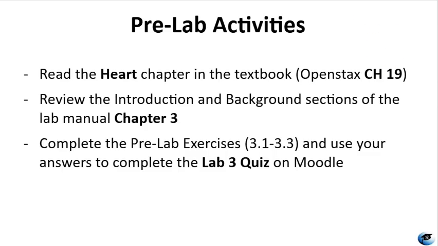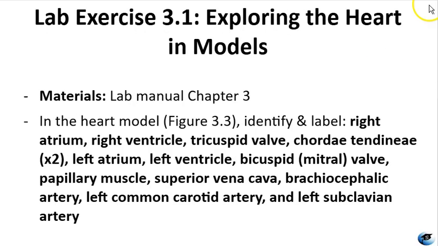And then for lab exercise 3.1, your task is to identify and label the right atrium, right ventricle, tricuspid valve, the two chordae tendineae attachments, the left atrium, left ventricle, bicuspid, also known as mitral valve, and papillary muscle, and the superior vena cava, the three major arteries branching off the aortic arch, the brachiocephalic artery, left common carotid artery, and the left subclavian artery.